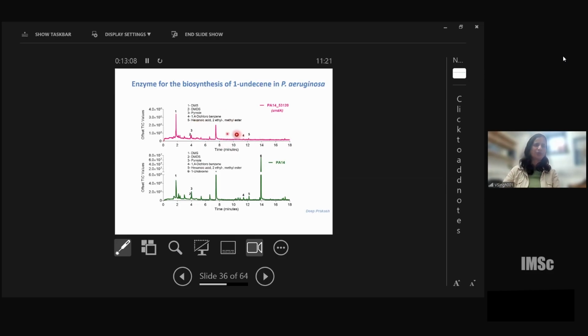We do a lot of biochemistry and molecular biology, so we were able to identify a mutant of Pseudomonas called PA145320. This is how the genes are named. Nothing to remember. Now we call it the UNDA locus because it's easier to see. And if you compare the top with the bottom, both of them are Pseudomonas aeruginosa, except the one on the top lacks the UNDA gene, and that's why you don't have this 14-minute peak, which is 1-undecene.